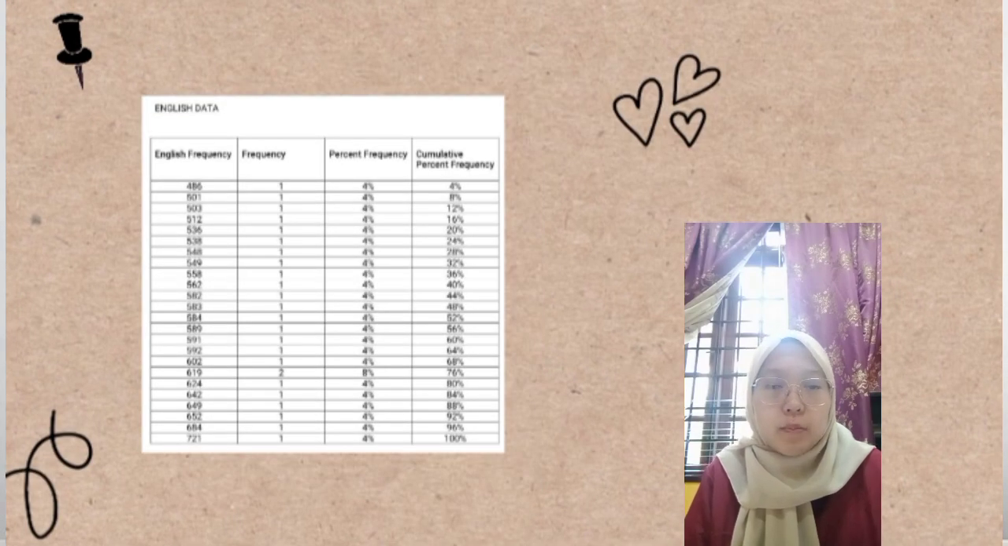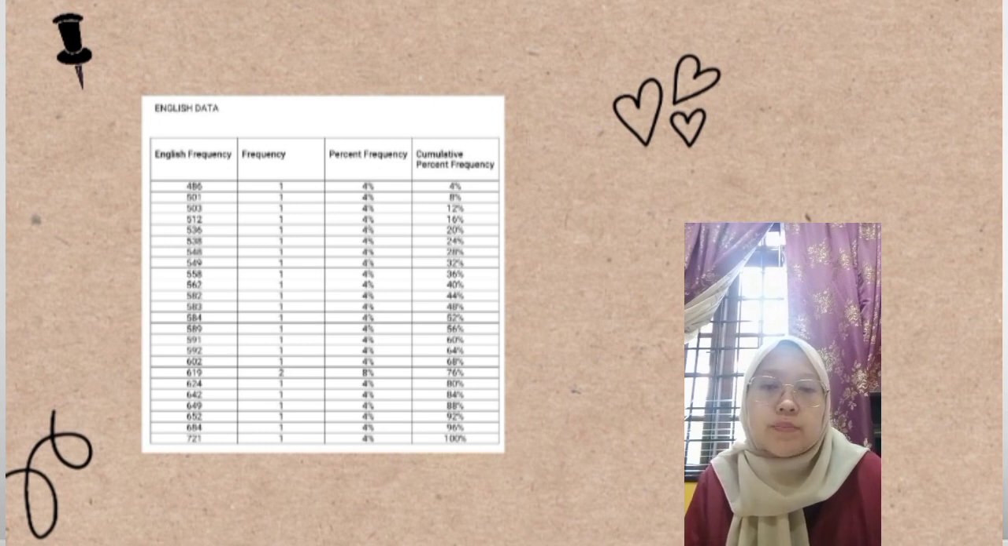After finishing the math table, I moved to the next table, which is the English table. The way I calculate is also the same. I started with the lowest number, which is 4x6, and ended at 721. There is also one line with two frequencies, just like the math table before, and the calculation is also the same. Lastly, the English table also comes with 100 at the end of the table. That's all for question number 1.